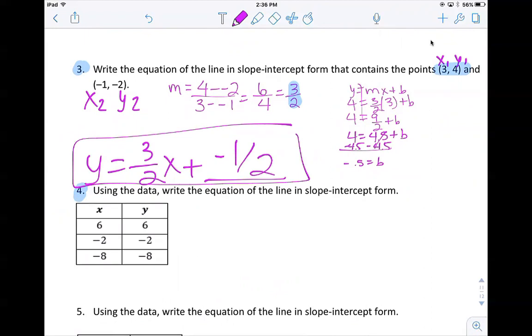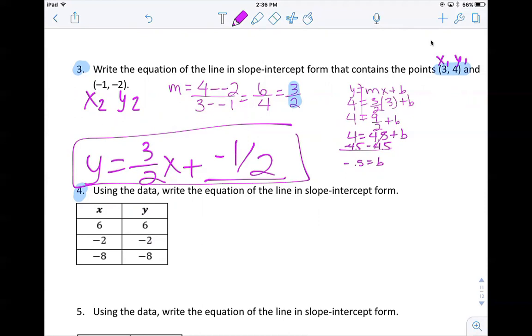If you take 3/2 times our other x, negative 1, and then we add it to negative half, we will get negative 2. So you can always check your answer.